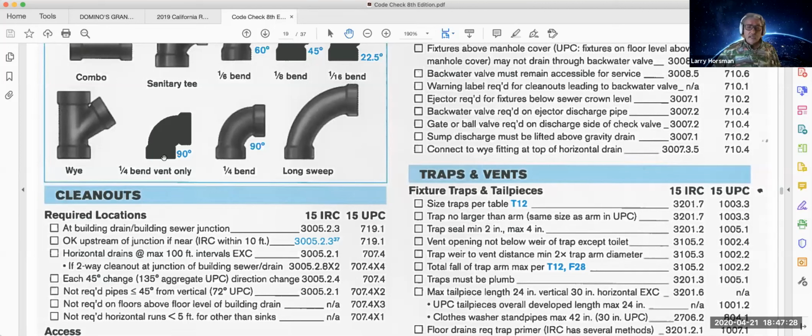You also need cleanouts if you go 135 degrees of changes in direction. And I think I had a picture of that somewhere, but you can do a 90 without a cleanout. But if you go 90, 45, then you're supposed to start putting in a cleanout. They're just worried about clogs and plugs.